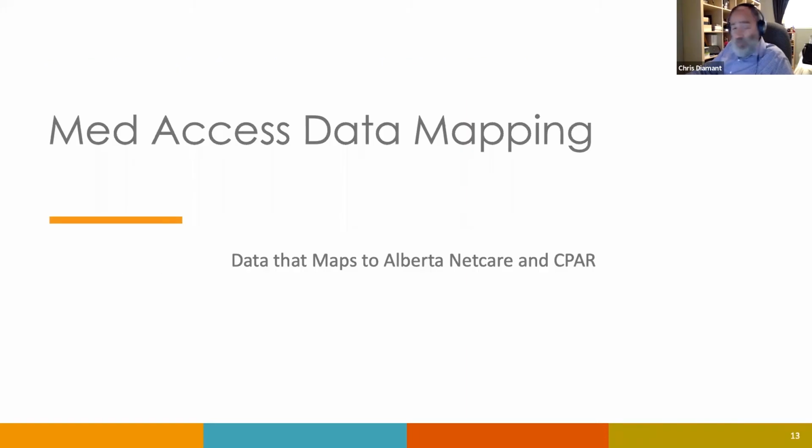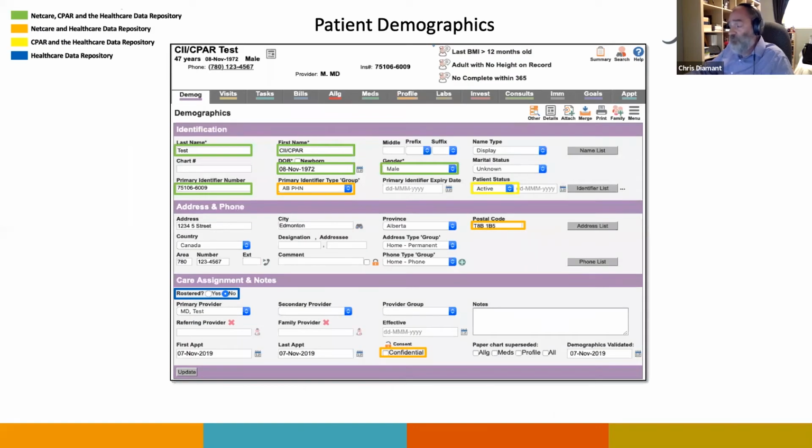All right, so let's have a look at the actual fields where information comes from in MedAccess, because hopefully this will help bring some things together for you as you've been learning more about CII and CPAR. So first we'll talk about demographics, and you'll notice in the top left-hand corner, there's a legend with a number of different colors. Green information goes to Netcare, CII-CPAR, and the healthcare data repository. Orange information goes to Netcare and the healthcare data repository, and yellow information goes to CII-CPAR and the healthcare data repository. I'm going to focus on those three.